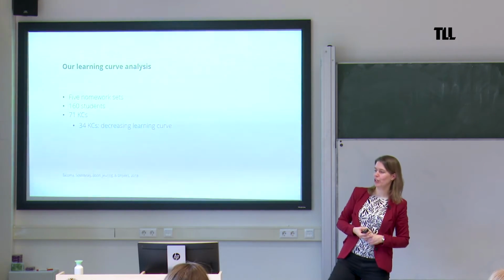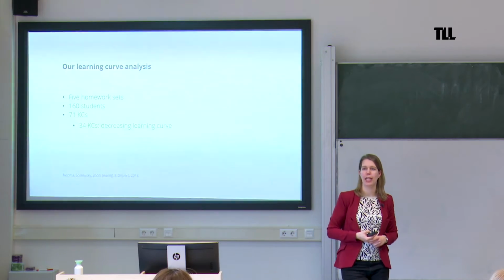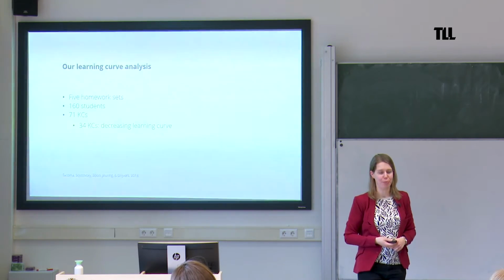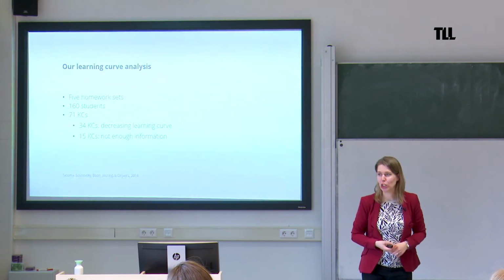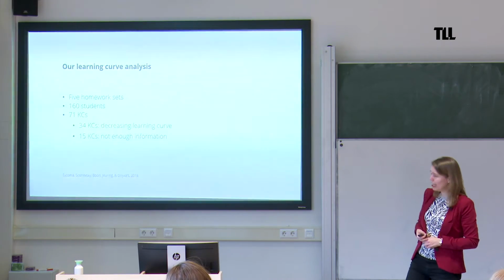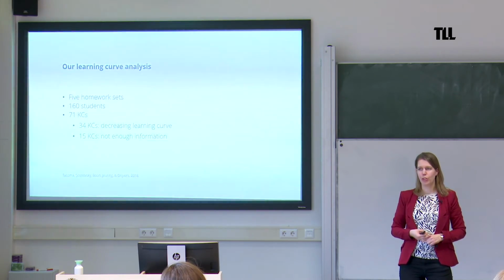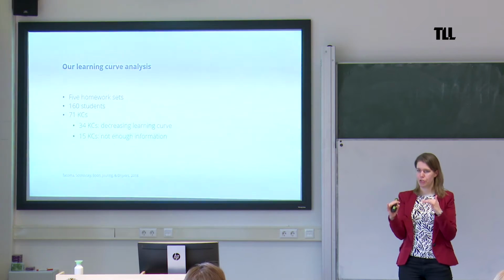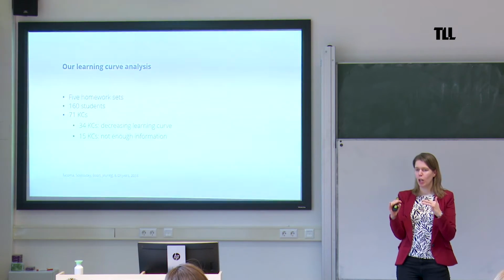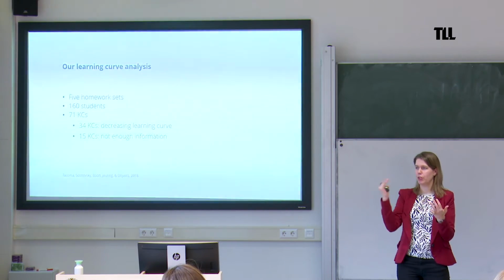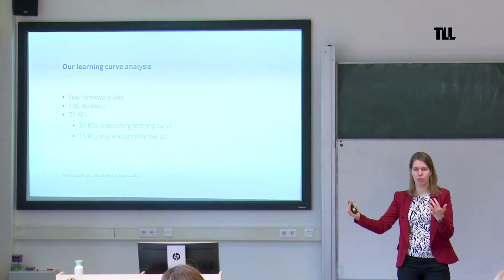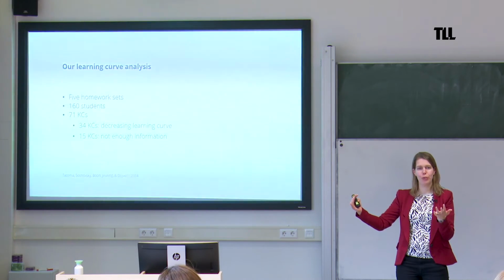For 34 knowledge components we found a nice decreasing learning curve. For 50 knowledge components we did not have enough information to generate a learning curve. So these were concepts that were in our student models, but apparently the students did not make enough attempts on these knowledge components to generate a learning curve from.